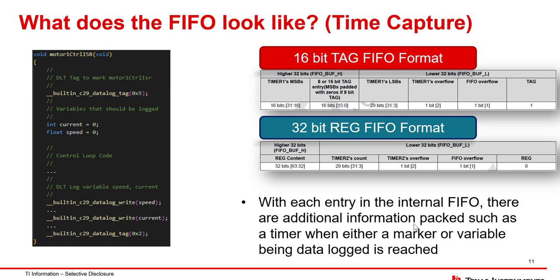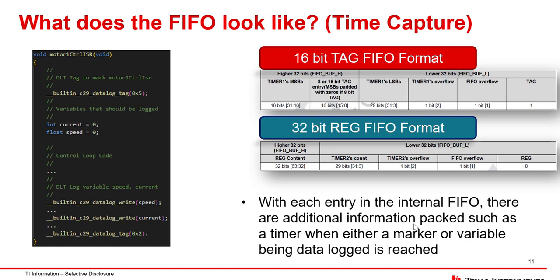The tags will have their own specific format. Regs will also have their own format. In this DLT configuration, we are capturing the time when we reach our intrinsic. With each entry in the internal FIFO, we will see additional information such as tag, or the marker, and the variables that are reached during runtime. Let's look at the tag FIFO format.